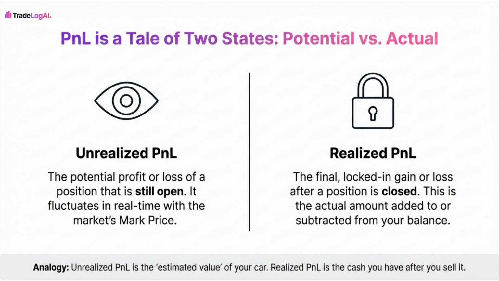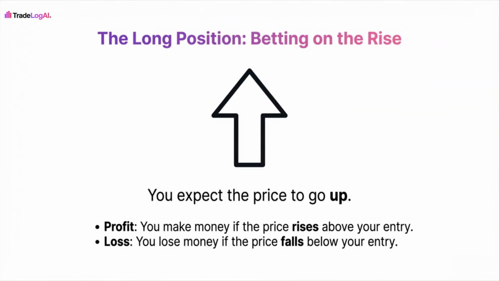Simple analogy. Unrealized is your car's estimated value today. Realized is the cash you have after you sell it. Now let's define a long position. A long means you're betting the price will go up. If price rises above your entry, you profit. If price falls below your entry, you lose. So long is simple. Up is good, down is bad, relative to your entry price.